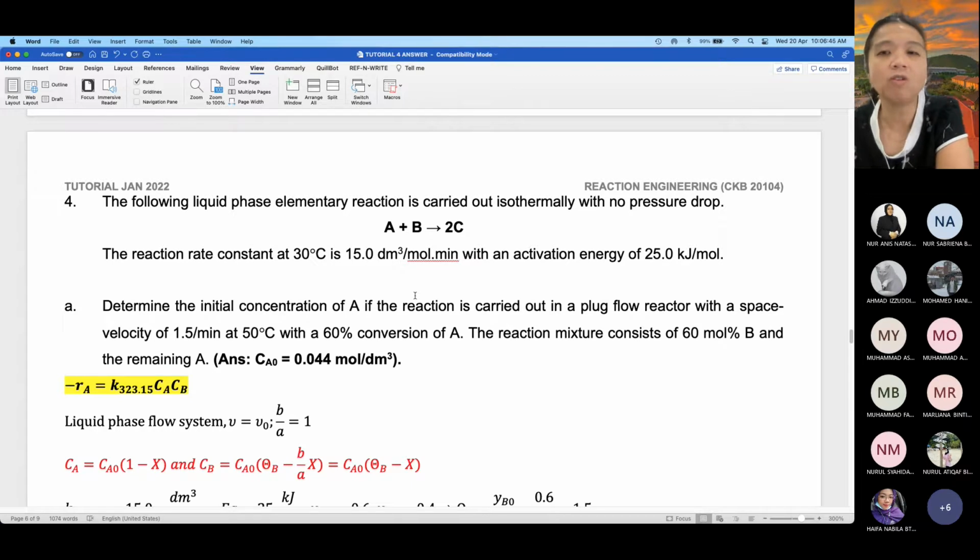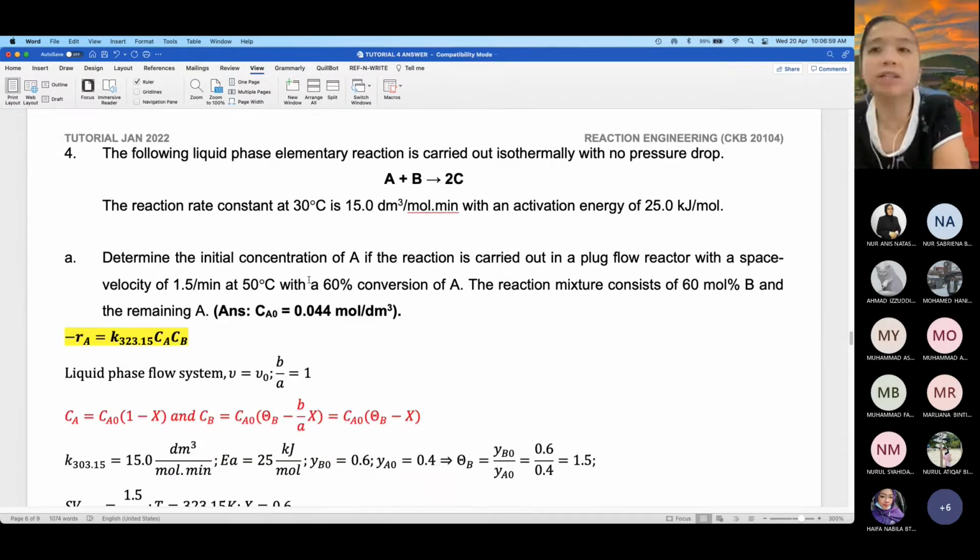Question 5 is quite straightforward. Question 6 also quite straightforward. I have covered before in our lecture. So I give you 5 and 6 as homework. I will solve question number 4, the last one for today's session. Okay, so the question says, the following liquid phase elementary reaction is carried out isothermally with no pressure drop.